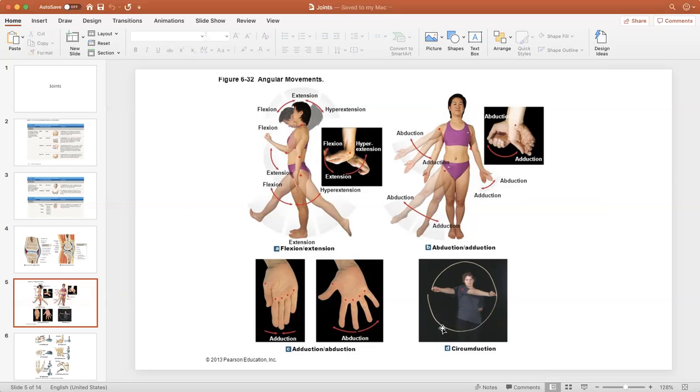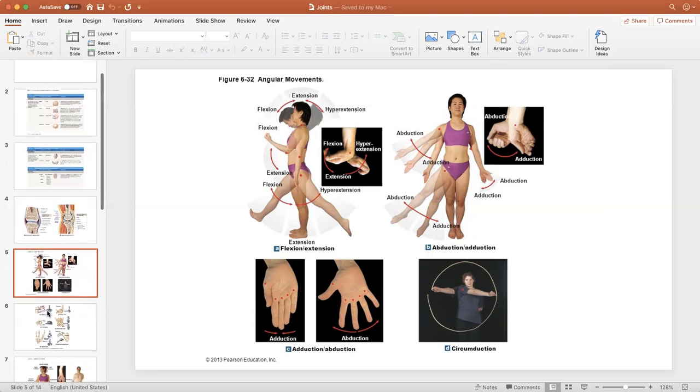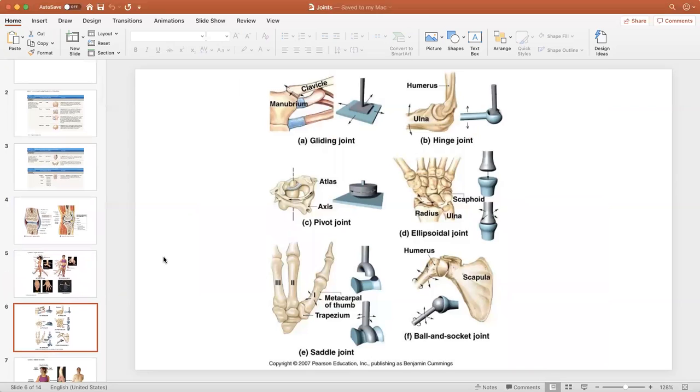And then your shoulder has a unique movement called circumduction, where you add several planes of movement together to get the circumduction, because it's a shallow ball and socket joint. So the different types of joints we have in our body: gliding joint, like the one at the clavicle and the manubrium here, or like at your sacroiliac joint, where you have two pretty flat surfaces that just glide back and forth over each other.